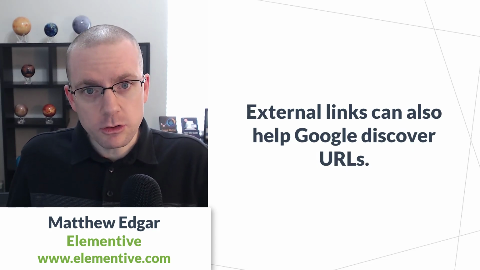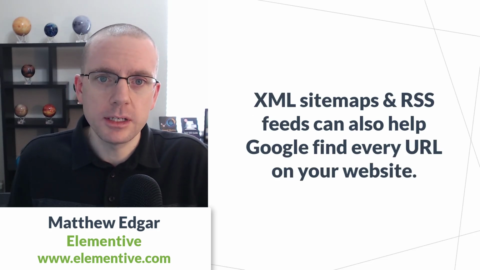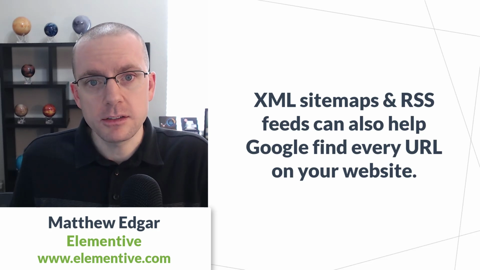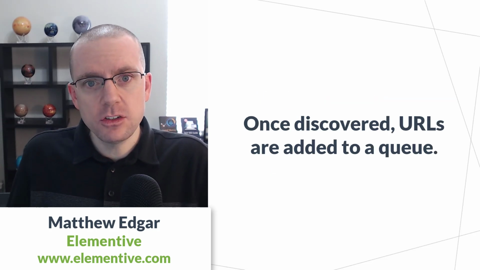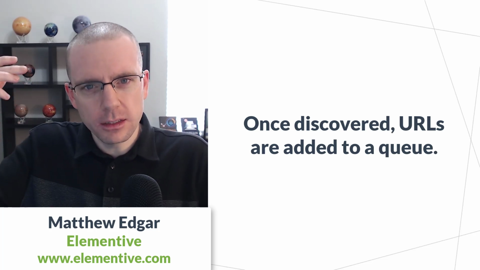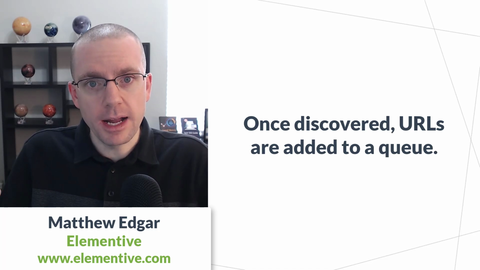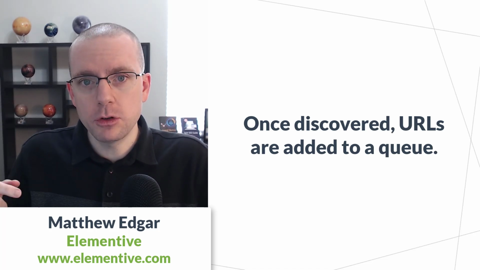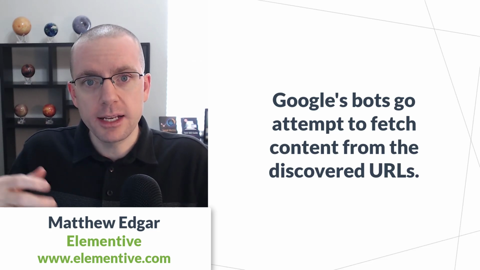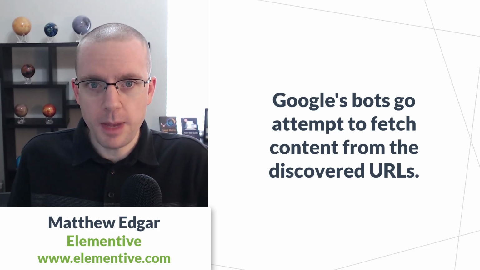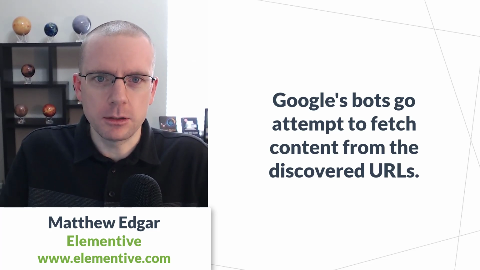You can also use external links to help with discoverability. XML sitemaps can be another point of discoverability, as can RSS feeds. After Google discovers a URL, they add these URLs to a queue, a long list of all the URLs that they know about. And one by one, other bots from Google will go back through each of those URLs. And in this next step, the bots are trying to fetch content from those pages, trying to get the code that made up that particular web page.